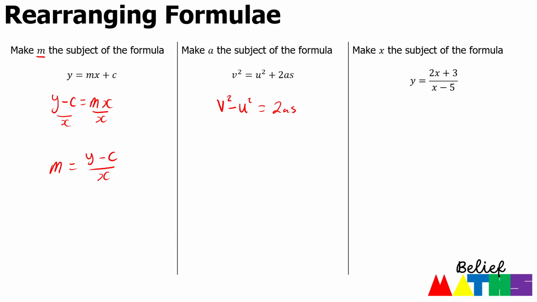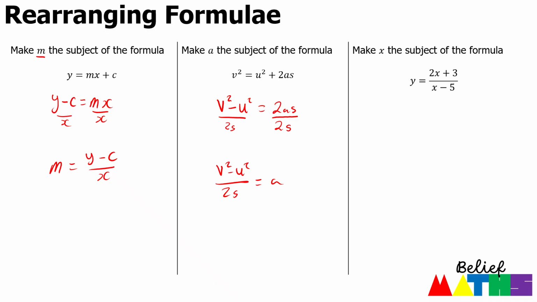Then I'm trying to just keep the a here. Now these are all multiplied by them, so I'm trying to get rid of the 2s. So to get rid of the 2 and the s, I'm just going to divide the whole thing by 2s. So that gives me v squared minus u squared over 2s is equal to a. And that's our final answer.